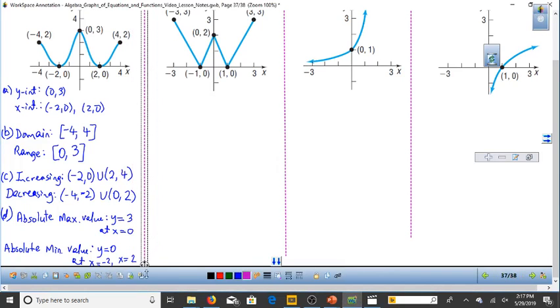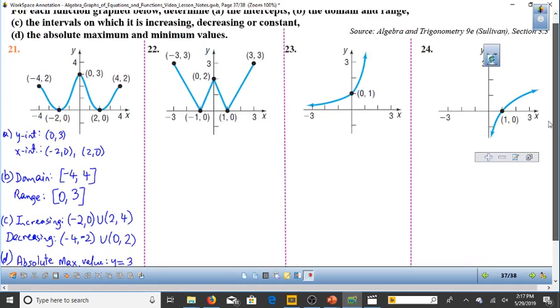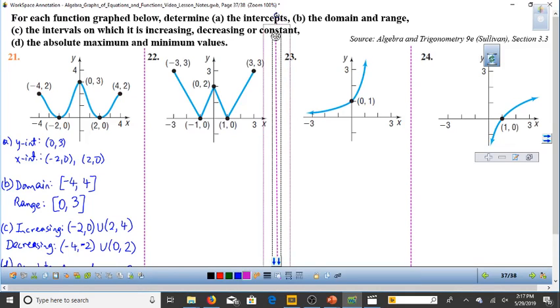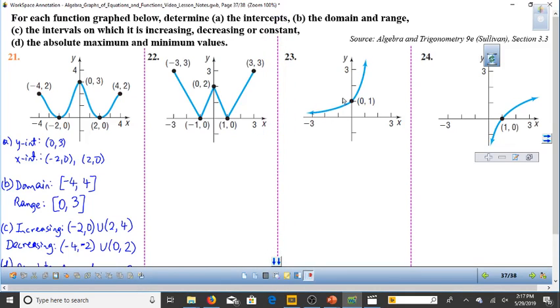I think you can do the other questions similar to that one. Number 22 is very similar to number 21, so I'll leave you to do that one on your own. Very similar concept. Now let's take a look at number 23.